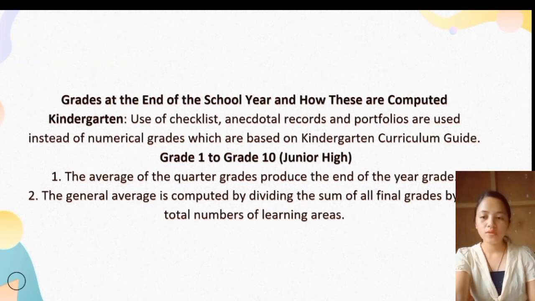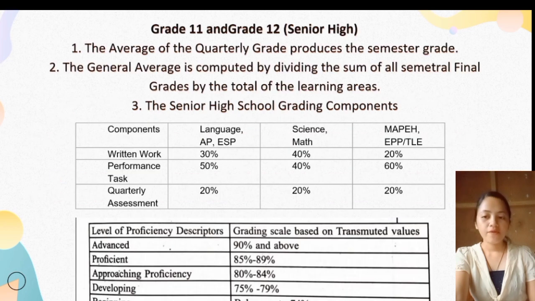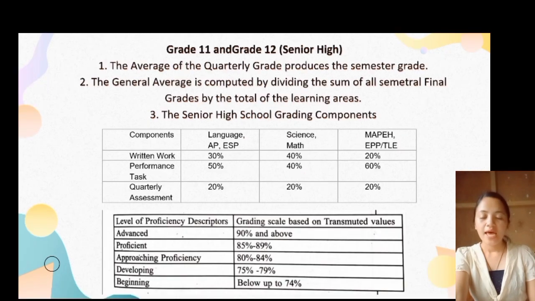So for the components, the written work, performance task, the quarterly assessment, and for the languages, AP and ESP, we have 30% for the written work, 50% for the performance task, 20% for quarterly assessment, and for science and math, 40% for written work, 40% for performance task, 20% for the quarterly assessment, and for MAPEH, EPP or TLE, 20% for the written work, 60% for the performance task, and 20% for the quarterly assessment.